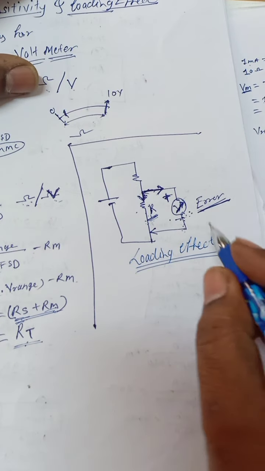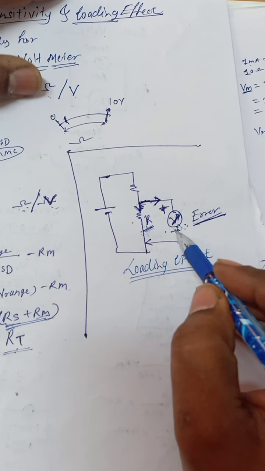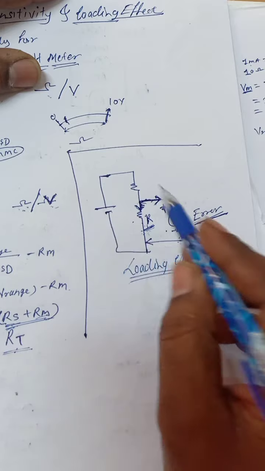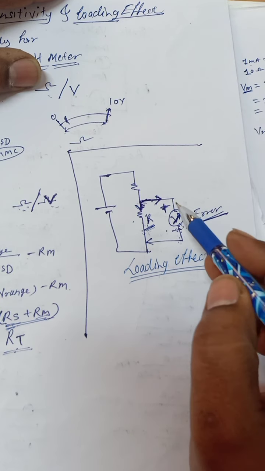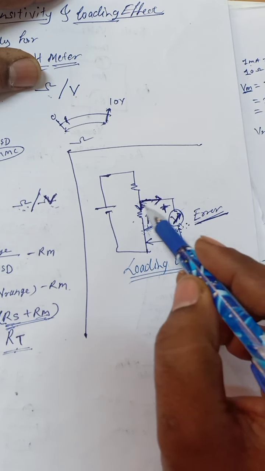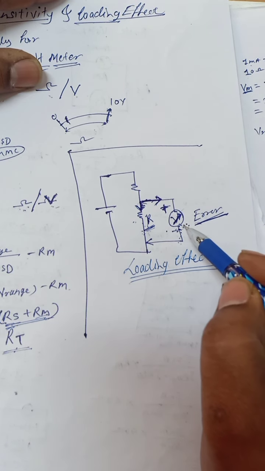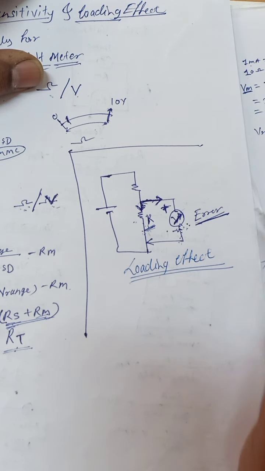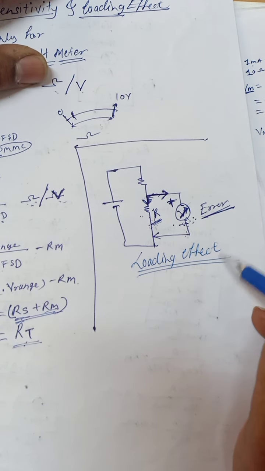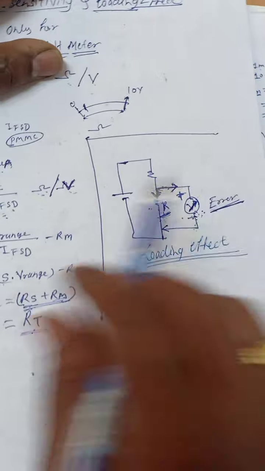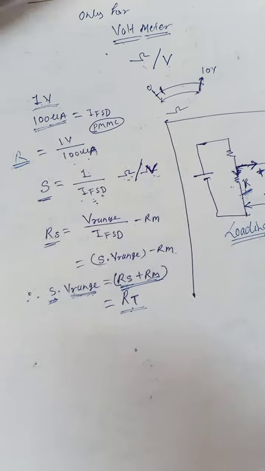In short, loading effect means the voltmeter draws some current from the circuit and it affects the actual voltage in the circuit, and it shows some less voltage than the actual voltage. So this is the loading effect of the meter. Now we are going to see one example on this loading effect.